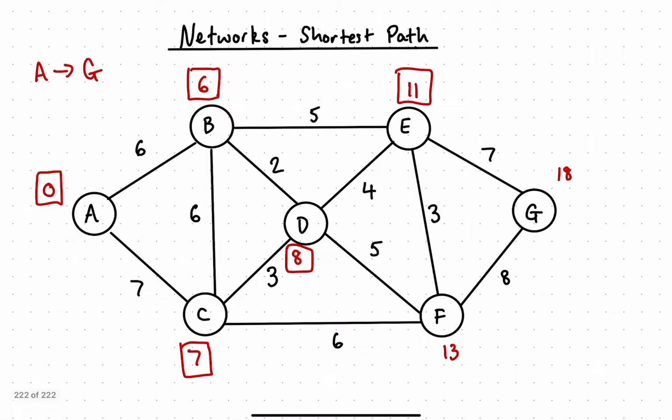Now I'm at this point here where, again, I'm just selecting out these two. The smallest number is still 13, so I'm going to select my 13. Okay, and from F, there's only one place I can go because everywhere else is already boxed, which is to G. Is 13 plus 8 smaller than 18? No, because it's 21, so 21 is bigger.